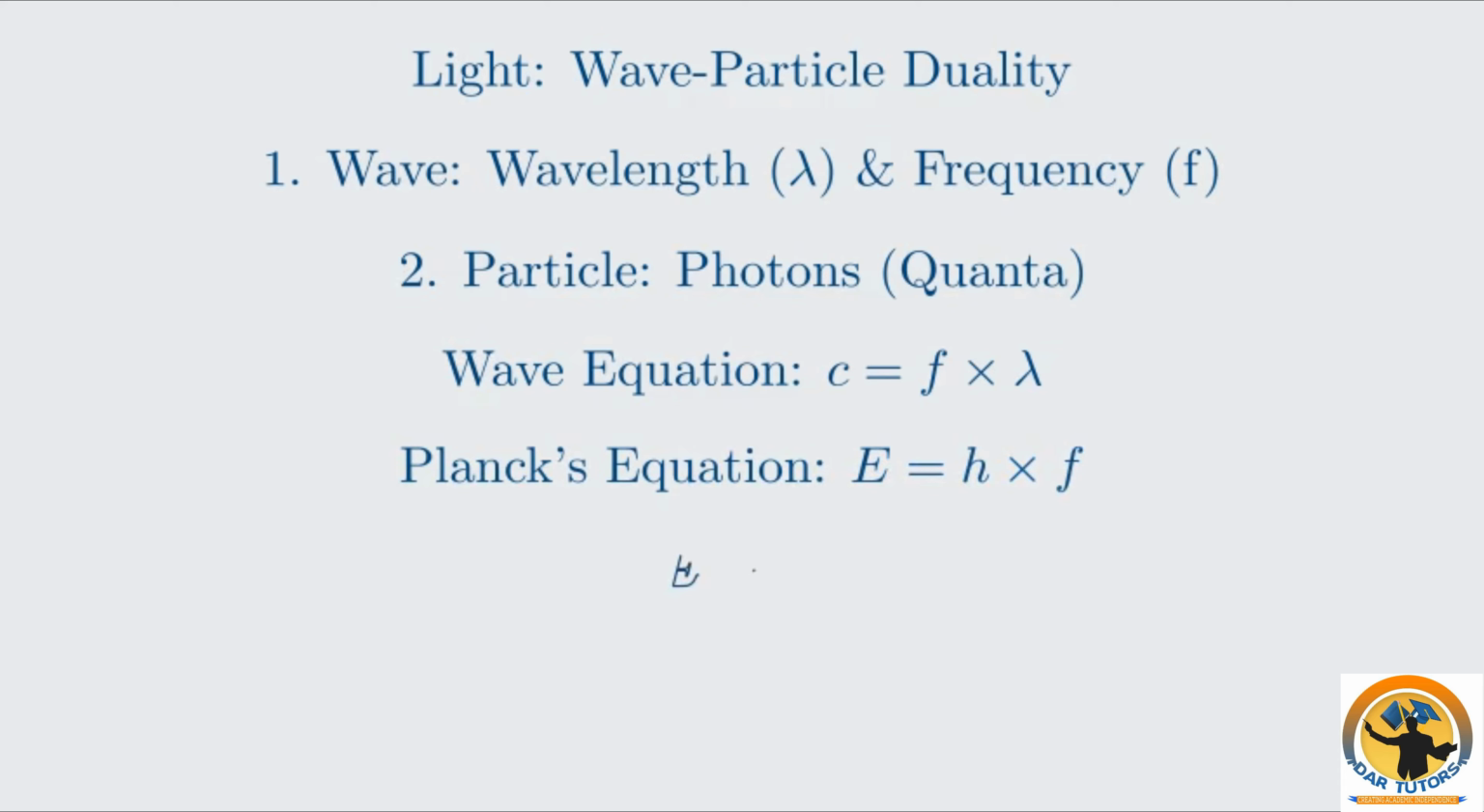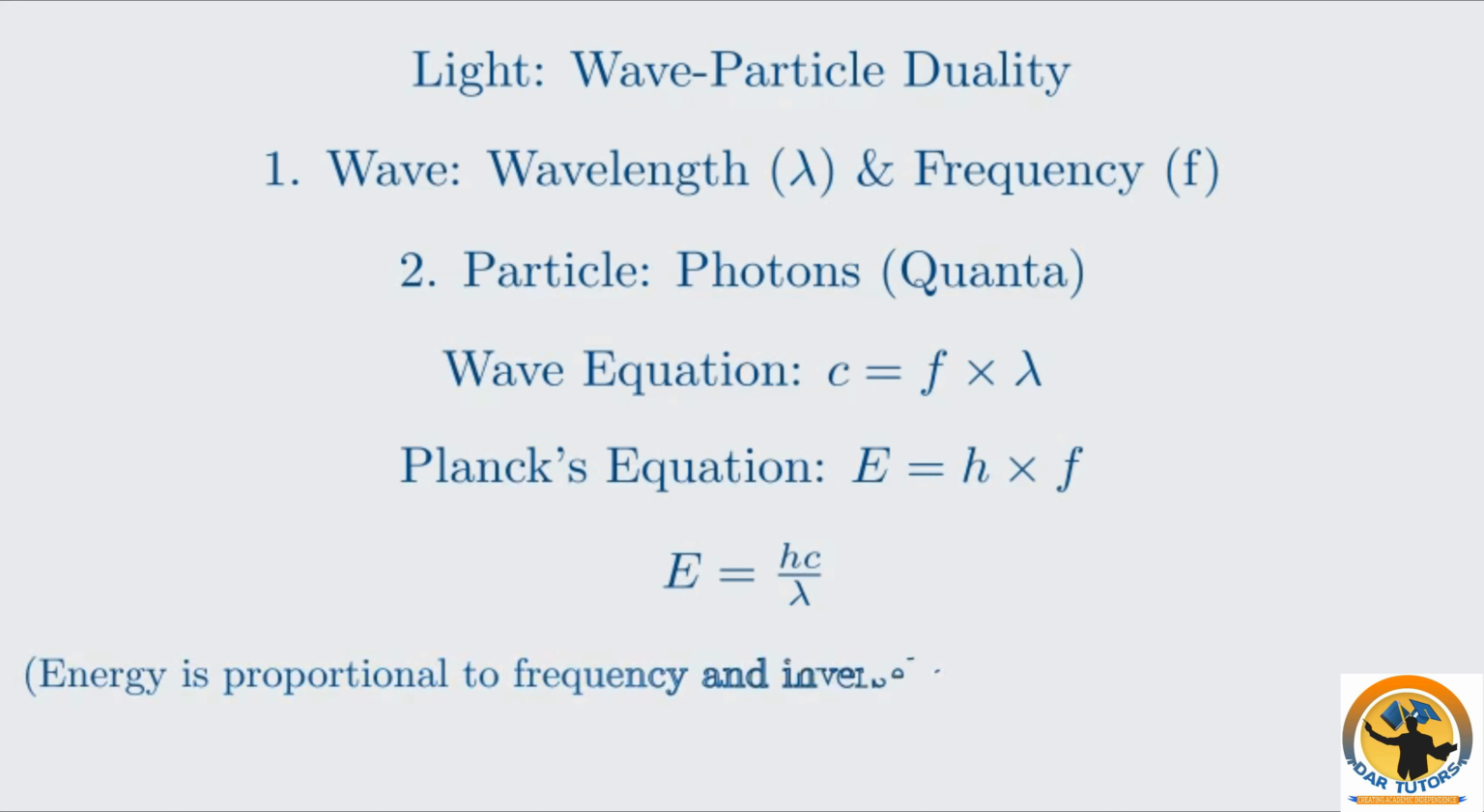By substituting the first equation into the second, we get an alternative form, E equals hc over lambda. This tells us that higher energy photons correspond to shorter wavelengths. In summary, energy is directly proportional to frequency and inversely proportional to wavelength. Let's apply these equations with an example.